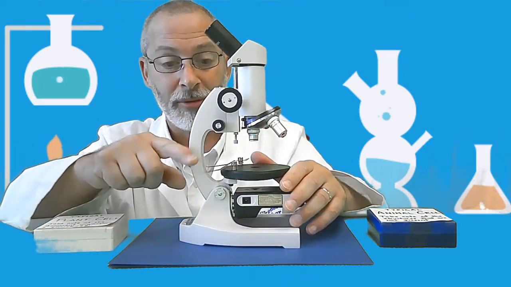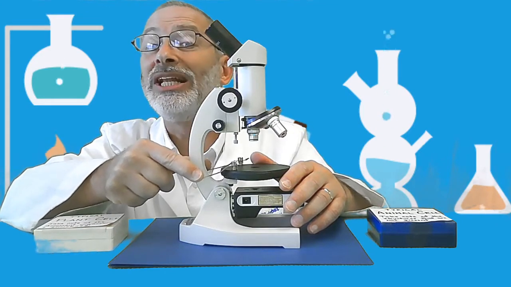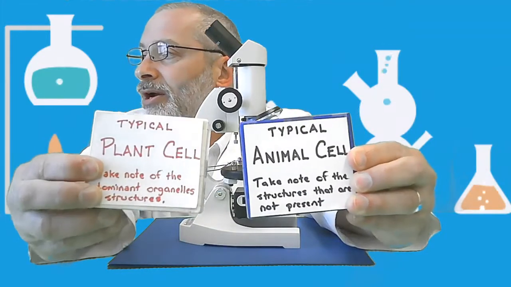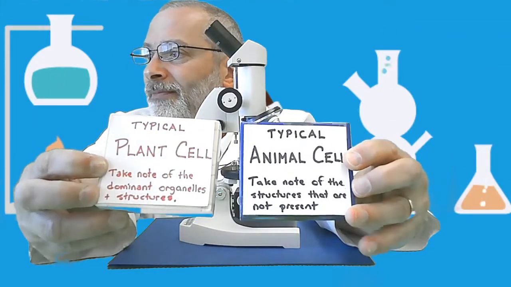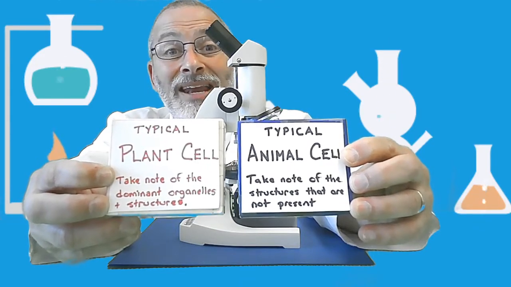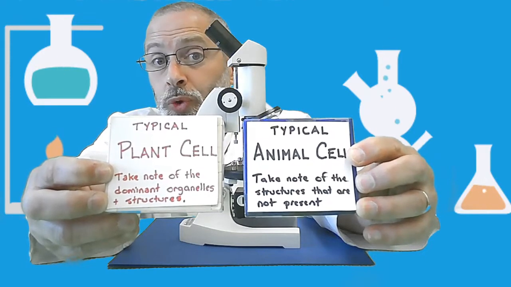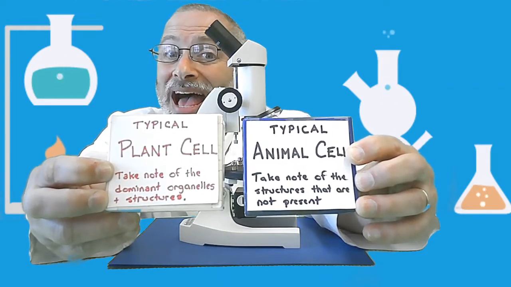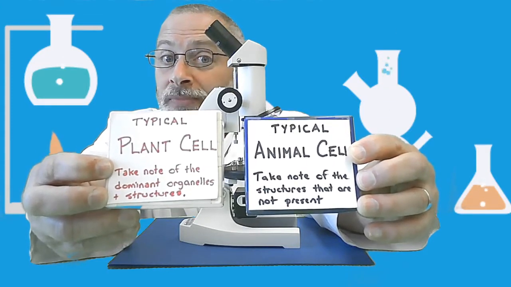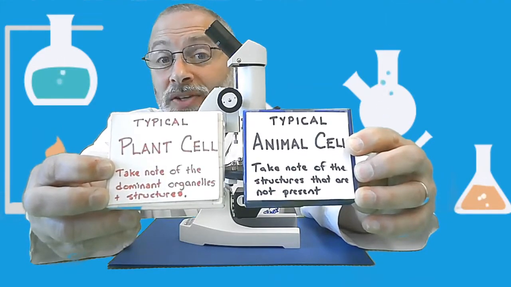By the way, anybody remember what these are called? The stage clips. Now, today we are going to be comparing typical plant cells and animal cells. We're going to be comparing and contrasting the two, and you are going to have to identify which one is which, and hopefully be able to see some organelles in the process.